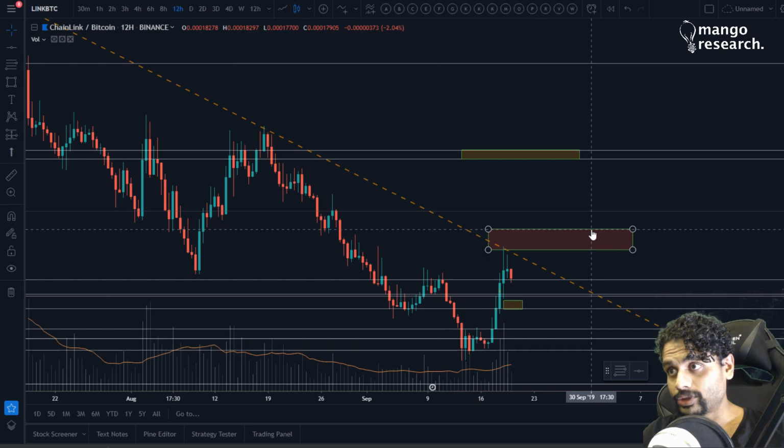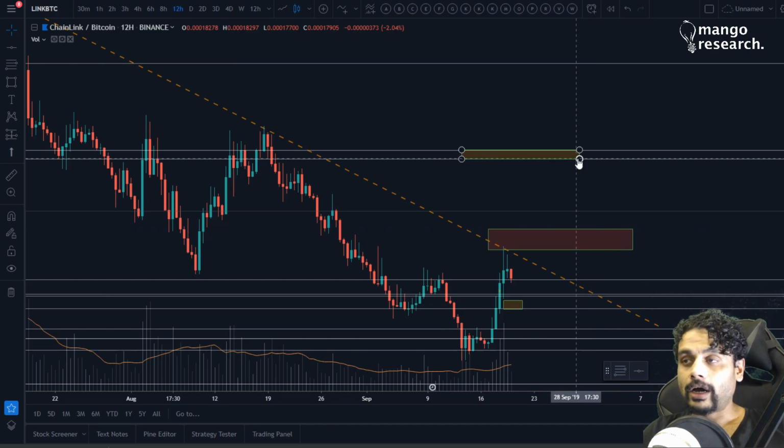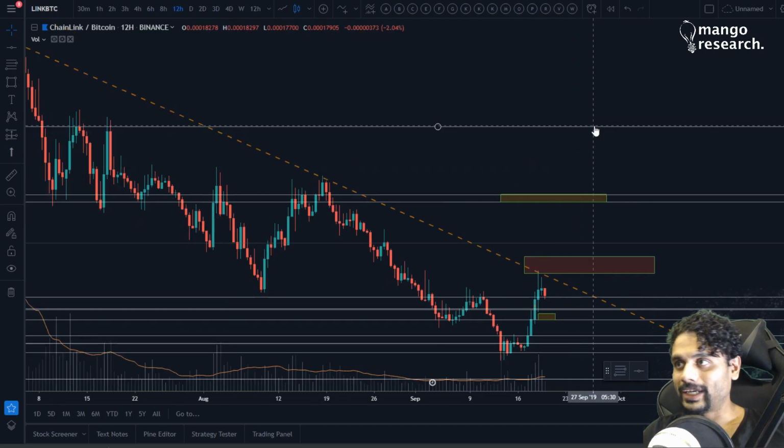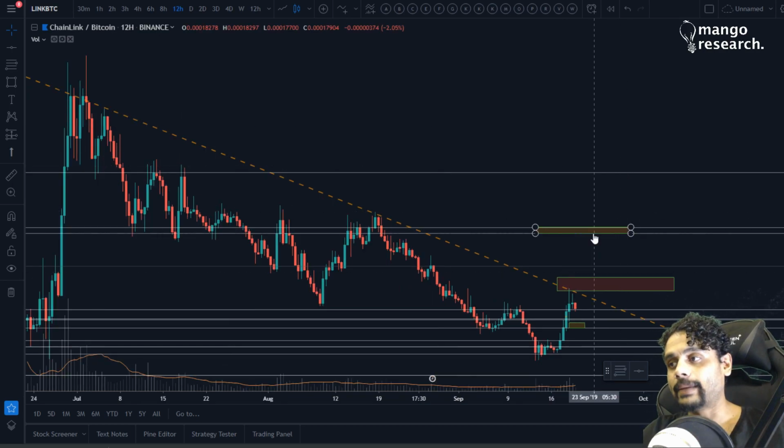If we break past this red box right here, then I'll be looking for a move all the way up to this zone over here. If we break past that zone, you guys know I'll be looking for something like that. So we'll take it one step at a time.